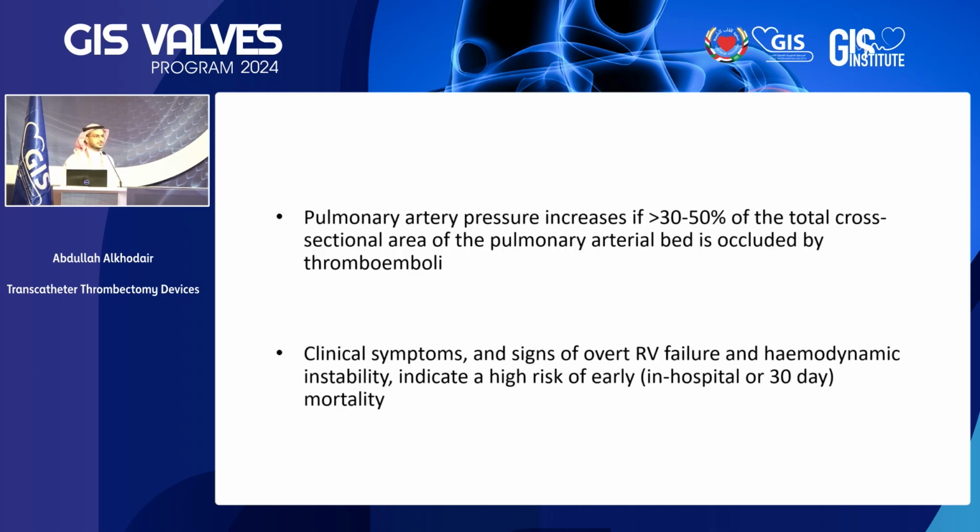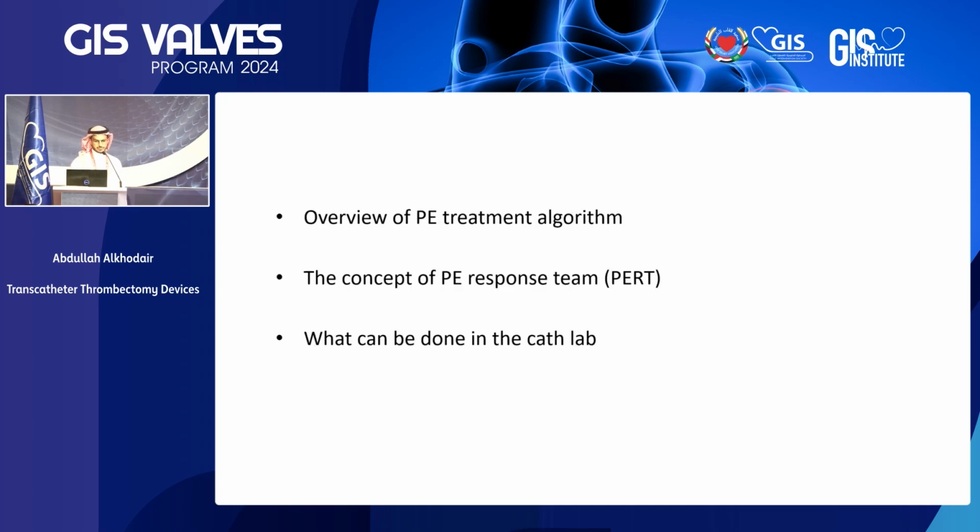So it's only after you occlude your pulmonary circulation by 30 or 50% that you develop an acute rise in pulmonary pressures. And the clinical symptoms, signs of overt RV failure, and hemodynamic instability dictate the risk of mortality. So today we're going to talk about an overview of PE treatment algorithms, the concept of the PE response team, the PERT team, and what can be done in the cath lab.